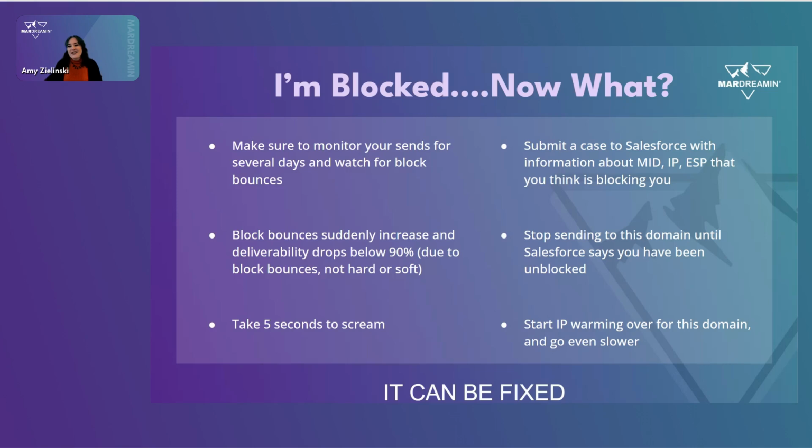Regroup. Submit a case to Salesforce with the information about your MID, the IP, and the ESP that you think might be blocking you. They are very effective at helping you to get unblocked with those ESPs, so definitely reach out to them. Stop sending to this domain until Salesforce says you've been unblocked, and start IP warming over for that domain and go slower. So you're going to want to rehash your calendar at that point, specifically for that domain. You can keep going with the others as usual.